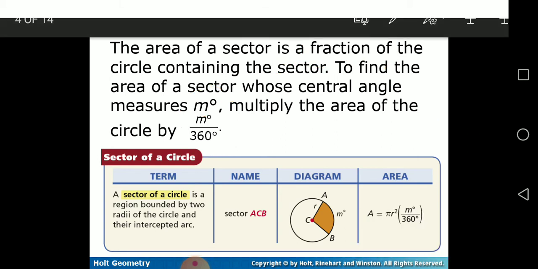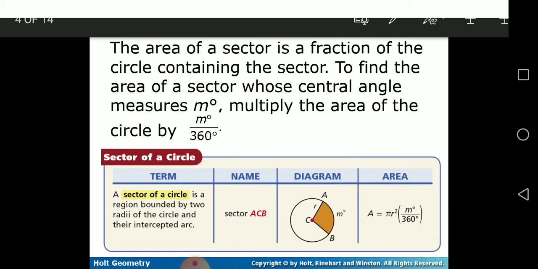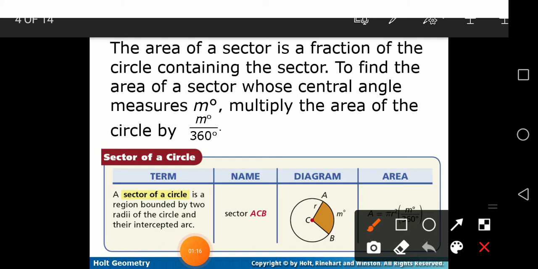What are you talking about? It's very easy, don't panic. We have here the sector of a circle. What's the sector of the circle in this diagram? It's ACB. Can you see this? So the sector of a circle is a region, or a figure, bounded by two radii. It has here the two radii, one radius and another radius.